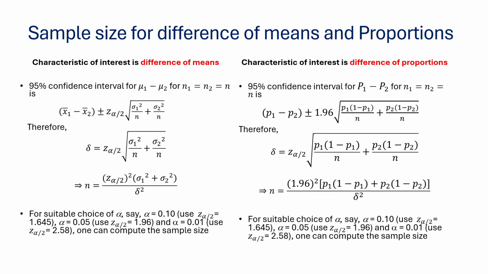Here is the sample size for difference of means and proportions. If the characteristic of interest is the difference of means, you will have to change the formula. Note that I have fixed the values of n1 and n2 equal to n because there are two samples.